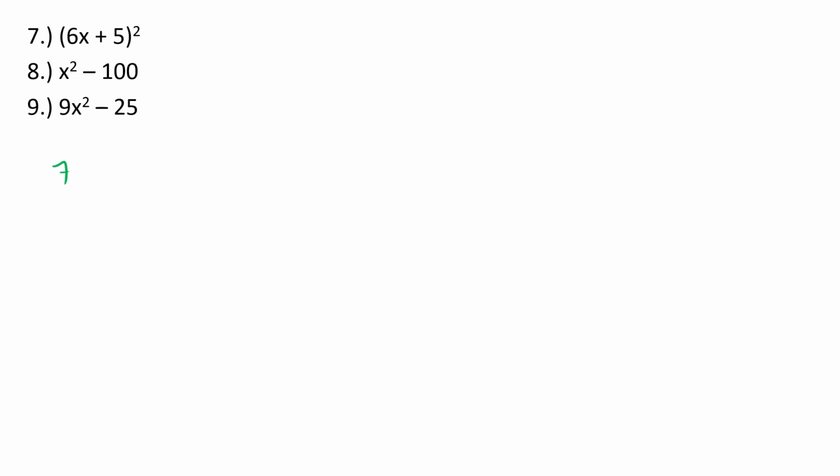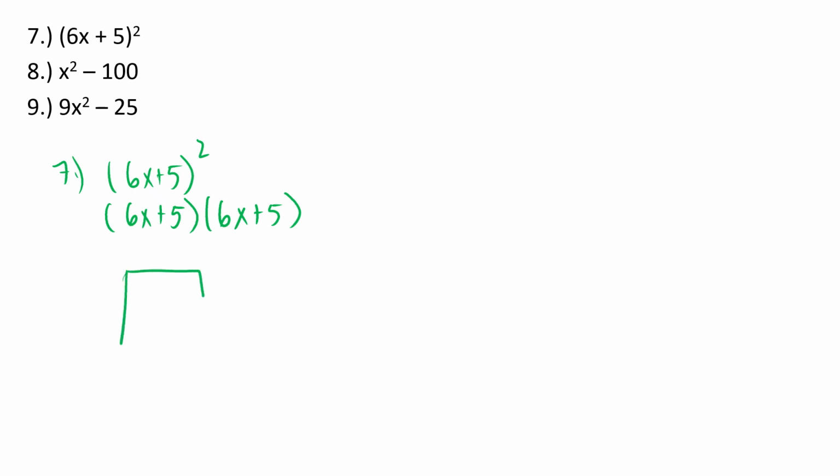So let's look at number 7. So 6x plus 5 all squared. Remember that is 6x plus 5 times 6x plus 5. Do not tell me it is 36x squared plus 25. Okay, you will be missing something very important if that is the answer that you have. So we have 6x plus 5 and 6x plus 5.